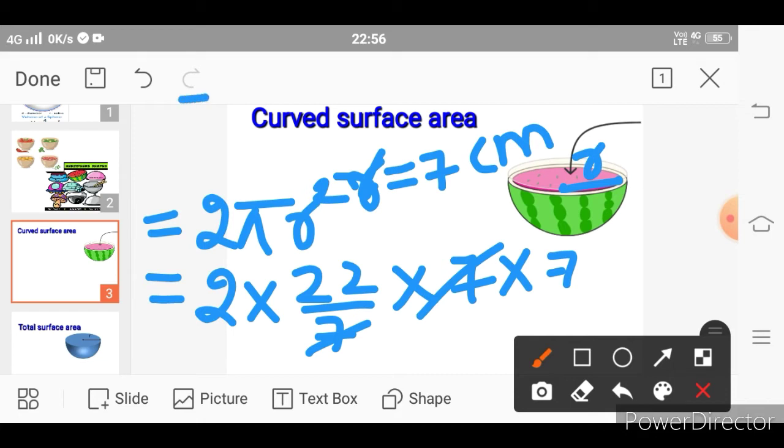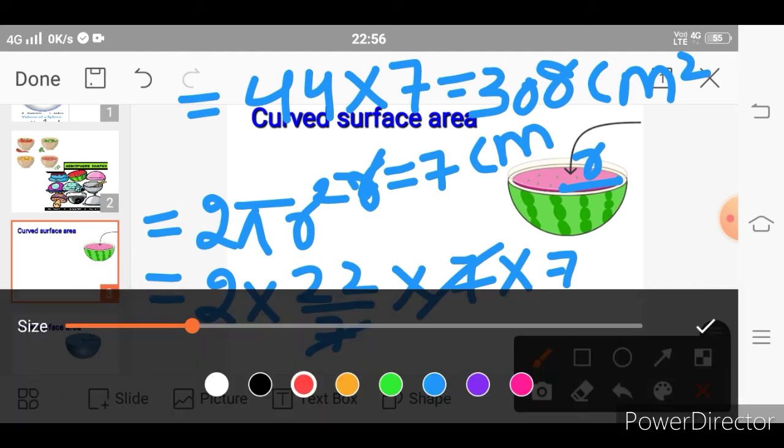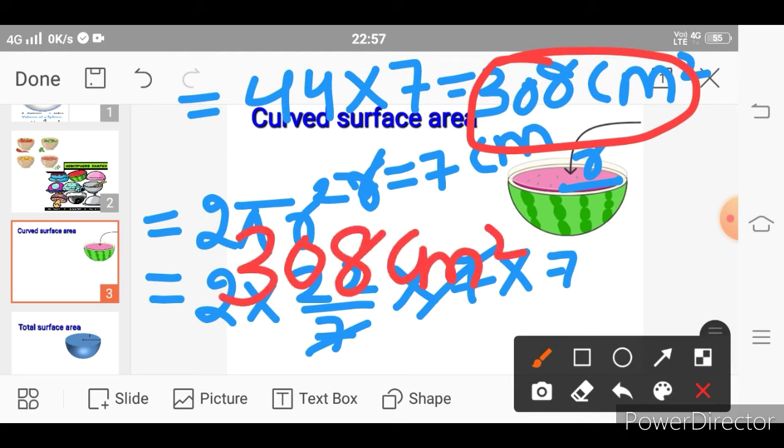We get 2 into 22, 44 into 7. 44 into 7 equals, 7 4s are 28, 7 4s are 28 plus 2, 308 centimeter square. This is the curved surface area of this watermelon. 308 centimeter square.